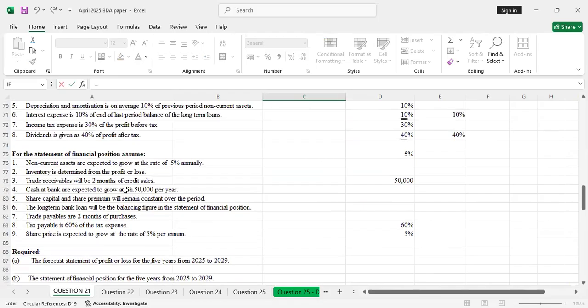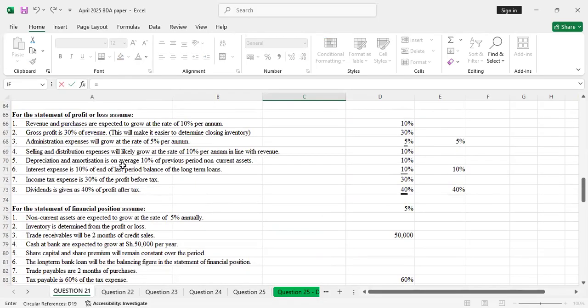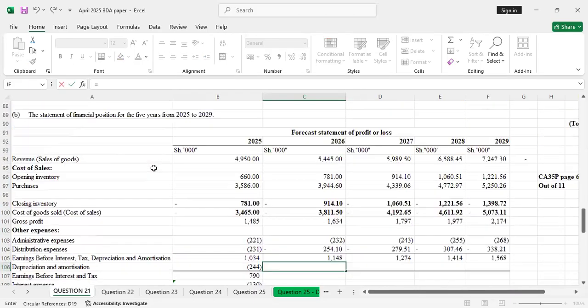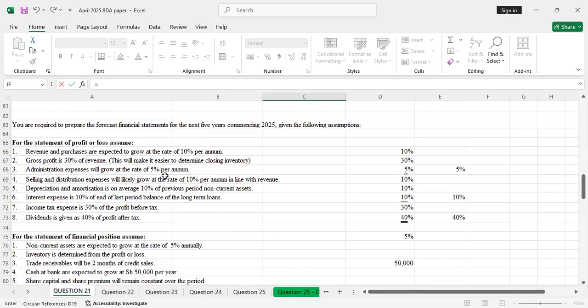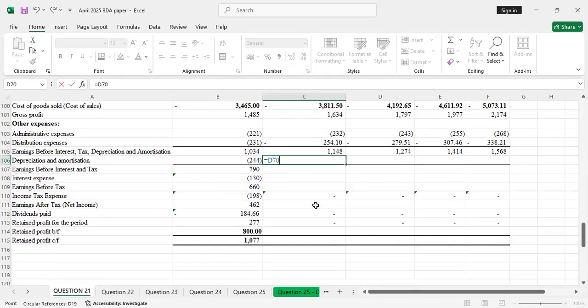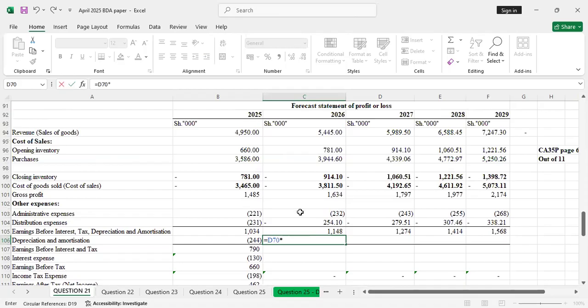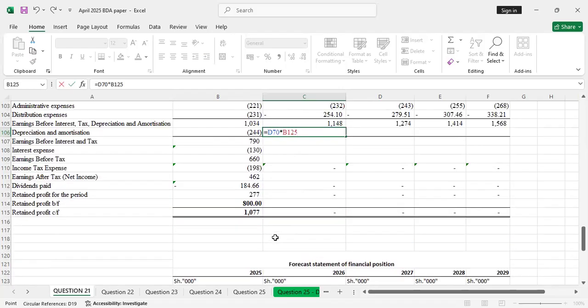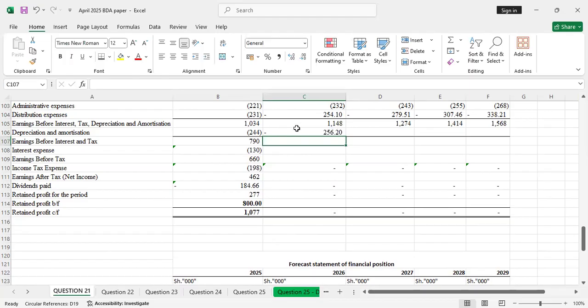We are told that depreciation and amortization are what? Depreciation and amortization is on average 10% of previous period non-current assets. So you take 10% of the previous period. The previous period is 2025. We are in 2026, so the previous period will be 2025. Yeah, it averages that.